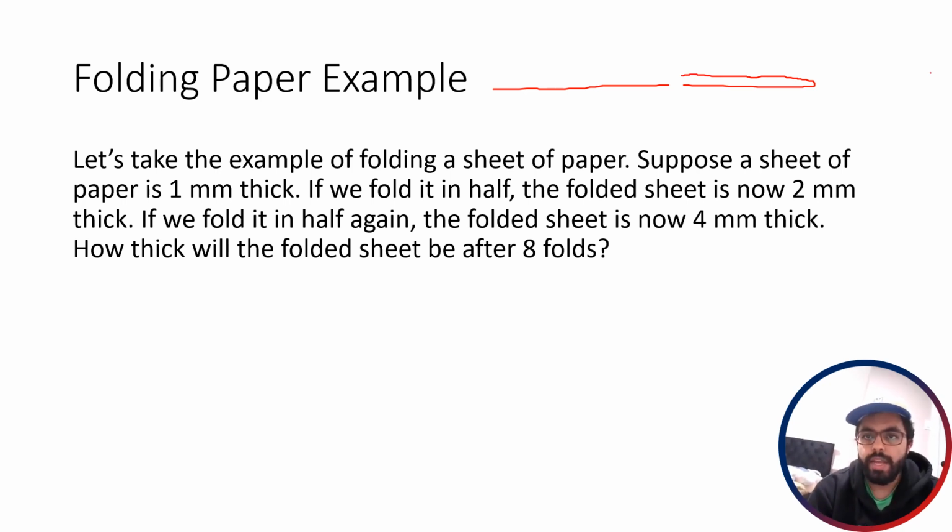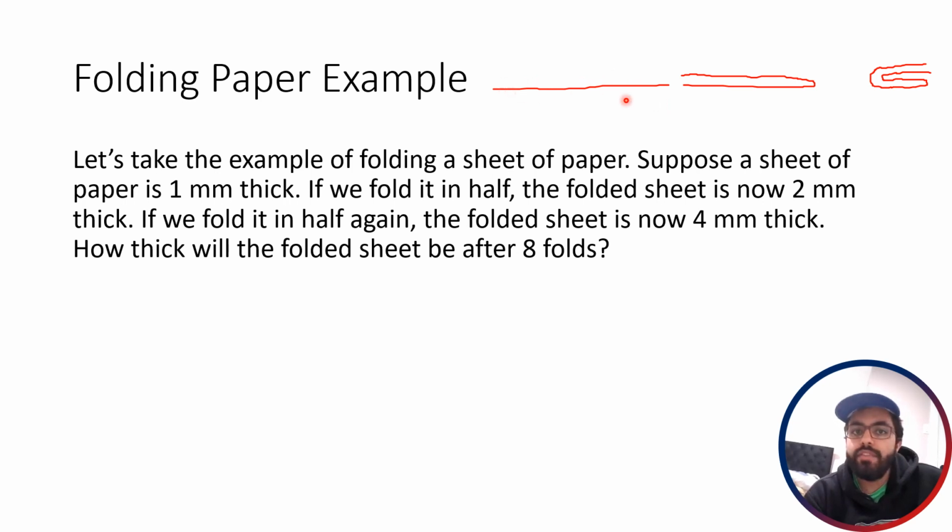If you fold it again, it's going to look something like that, and now it's going to be 4 millimeters thick. If you fold it again, it's going to be even thicker. It's going to be twice as thick every single time, right? 1 to 2 to 4 to 8 to 16 and so on. And the question is, how thick will the folded sheet be after 8 folds?